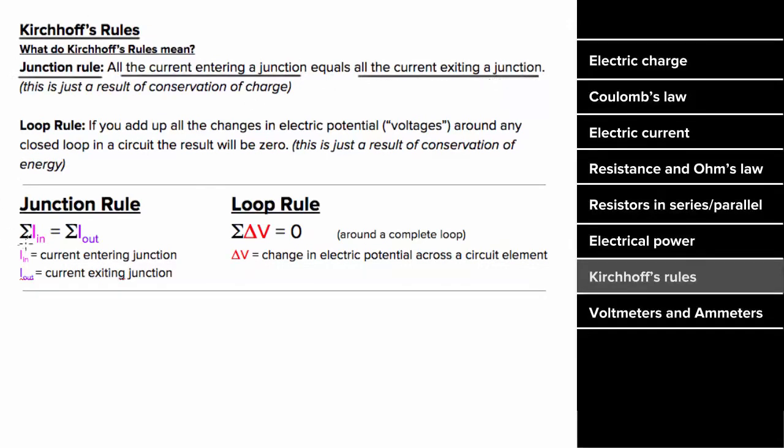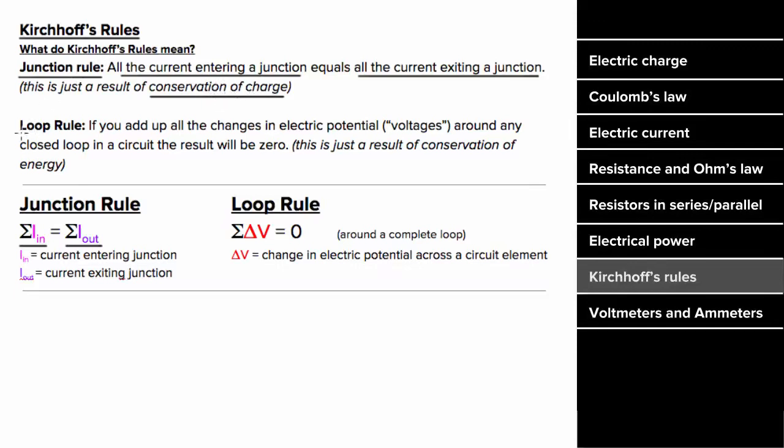In other words, if you add all the current that flows into a junction, that has to equal all the current that flows out of that junction, because current is just flowing charge and charge is conserved. So charge can't be created or destroyed at any point in this circuit. No more than water can get created or destroyed within a series of pipes.